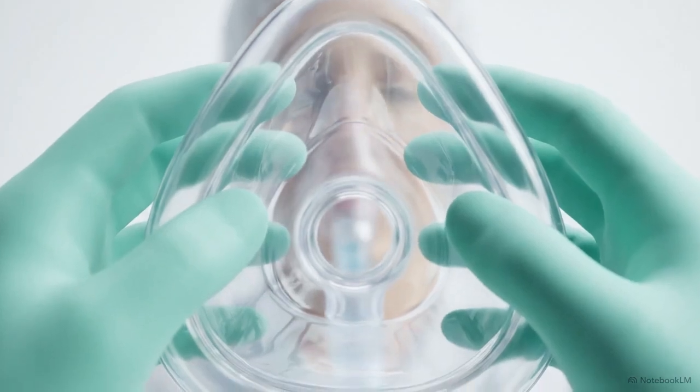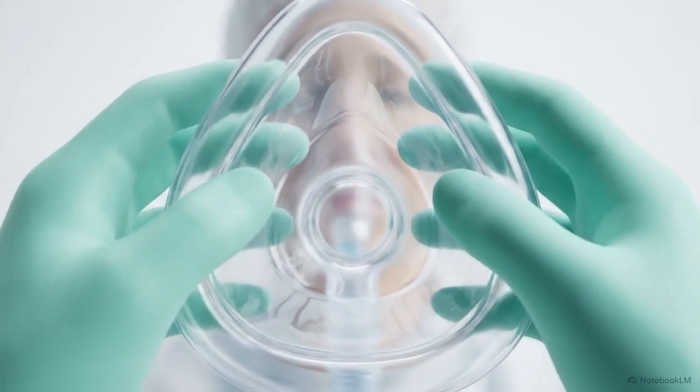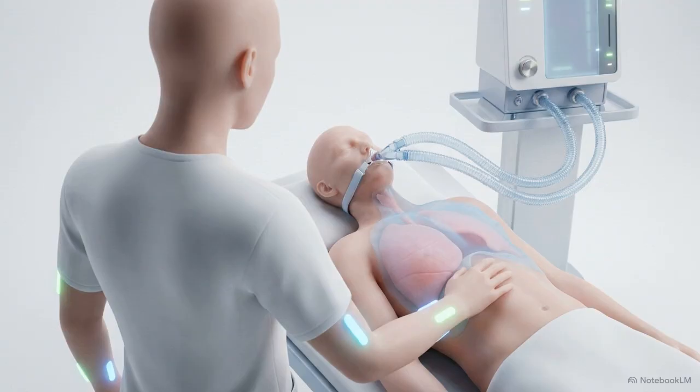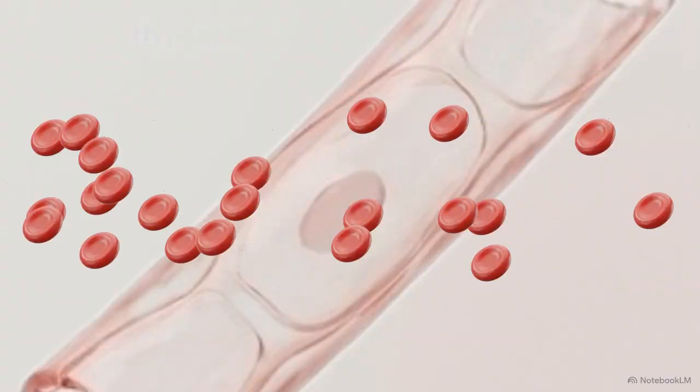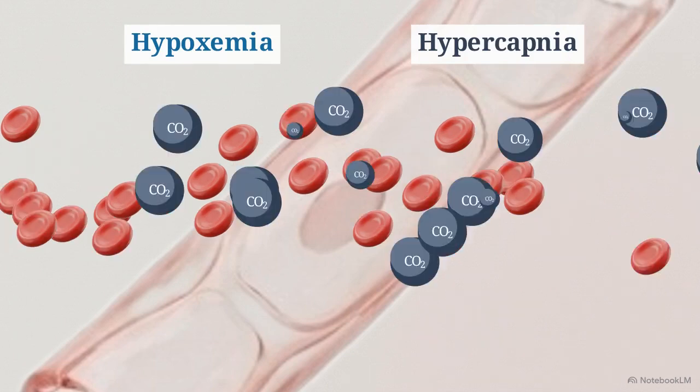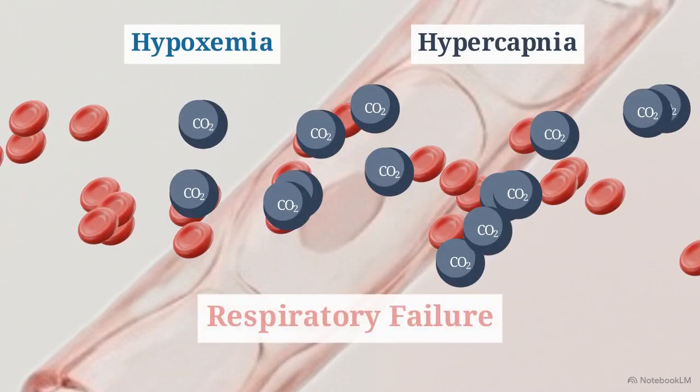When a patient loses the ability to maintain adequate gas exchange on their own, physiological collapse is imminent. Intervention becomes mandatory under 3 strict clinical conditions: acute respiratory failure, hypoxemia, where blood oxygen levels plummet, and hypercapnia, a dangerous buildup of carbon dioxide in the bloodstream.